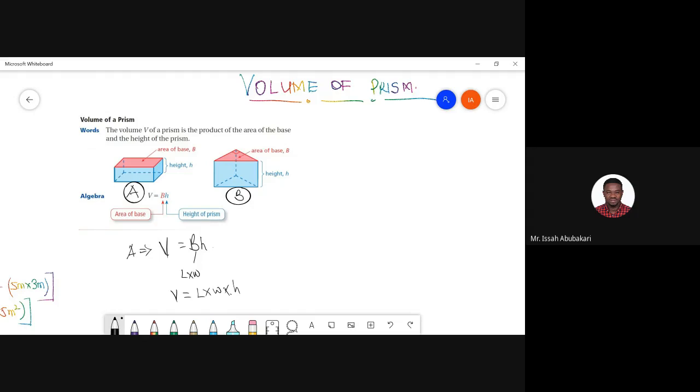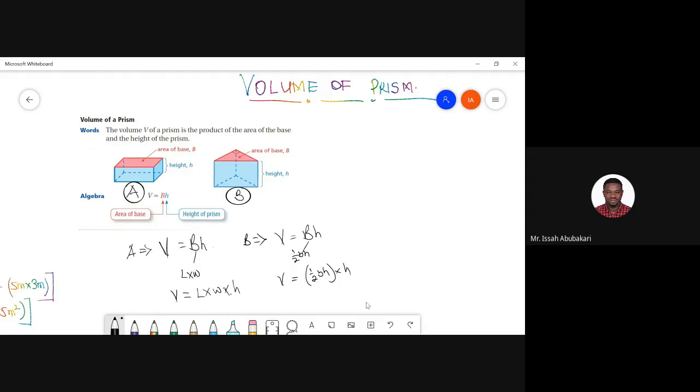Now let's look at figure B. Because it has a triangular base, we are going to find the volume with the same formula, base area times height. But the base area alone is half base times height. So our volume is going to be half base times height, then we multiply the whole thing by what? The height of the figure. Is that okay? We are going to take a look at an example, and through the example, you get to know what I'm trying to put across. All right, now let's look at a typical example of this.